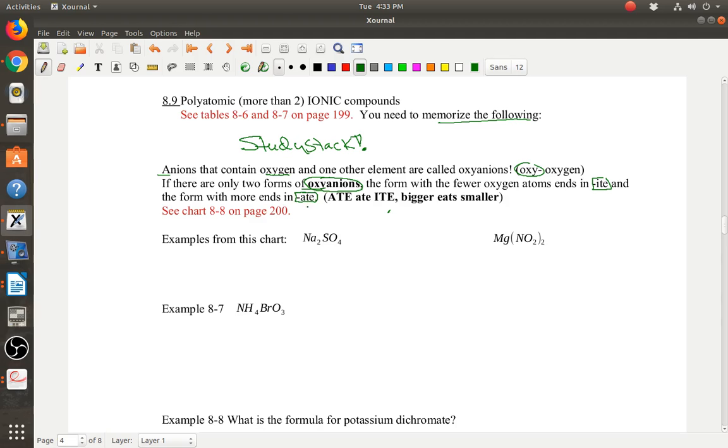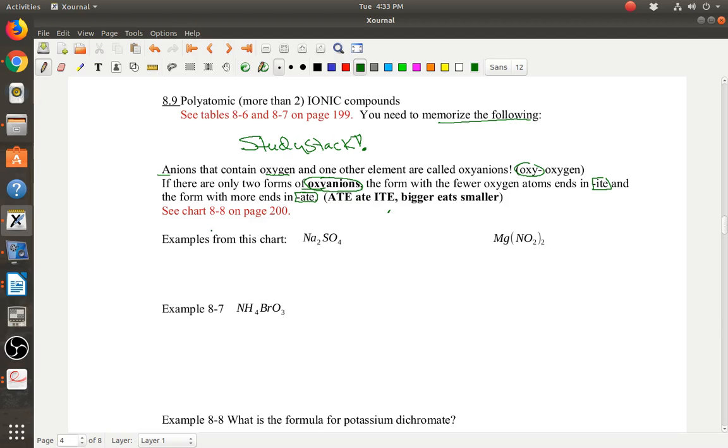And there's a list of the ones I want you to memorize, and we're going to remember a couple of different things. I have "ate" bigger, "eat" smaller. So "ate" and "ite." The bigger one eats the smaller one. The more oxygens you have, the bigger it technically is.